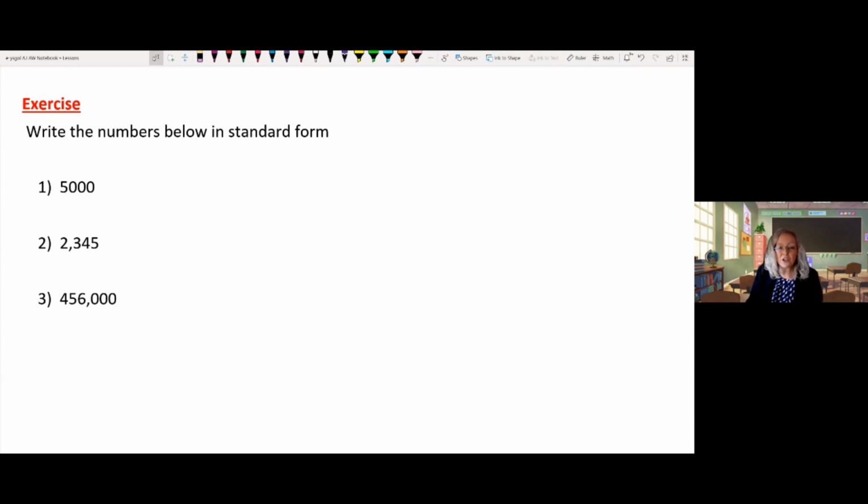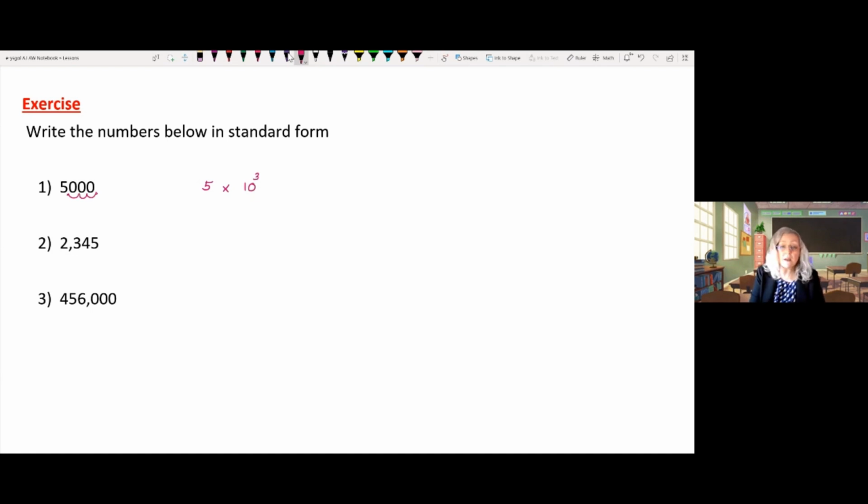Okay, let's have a look at these. So for the first one, my number between 1 and 10 is going to be 5. And I need to multiply that by 10. Now, for the power, I want the decimal point to be after the 5. At the moment, it's here. So this is 1, 2, 3 places that number would have to move. So this one is 5 multiplied by 10 to the power of 3.